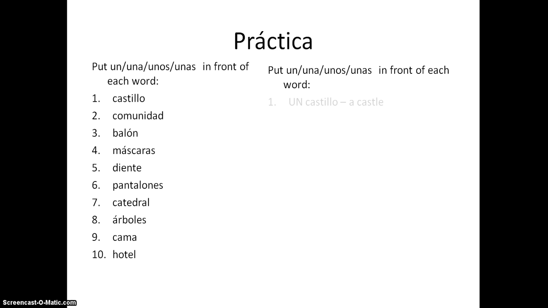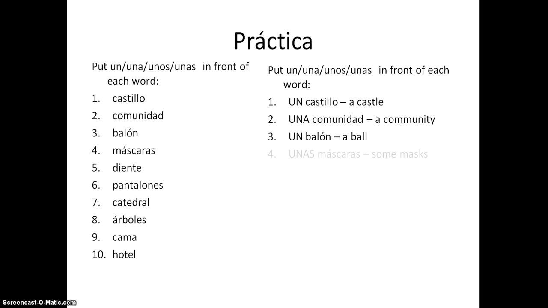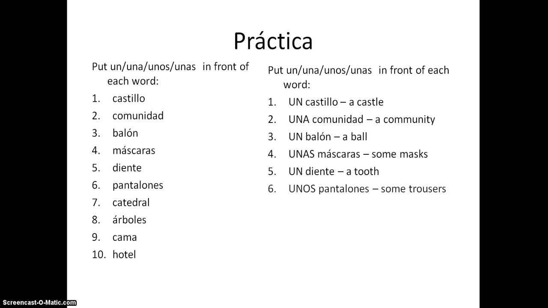The first one should be un castillo, a castle; una comunidad, because it ends in dad, D-A-D, a community; un balón, because it ends in on, a ball; unas máscaras, because it ends in as, feminine plural; un diente, masculine because it ends in e, and generally that's masculine; unos pantalones, because it ends in O-N-E-S. The singular would be pantalón, and O-N-E-S is the plural, so some trousers, masculine.